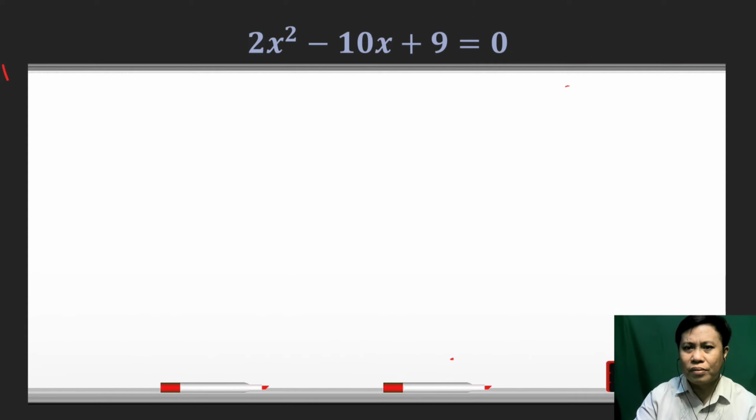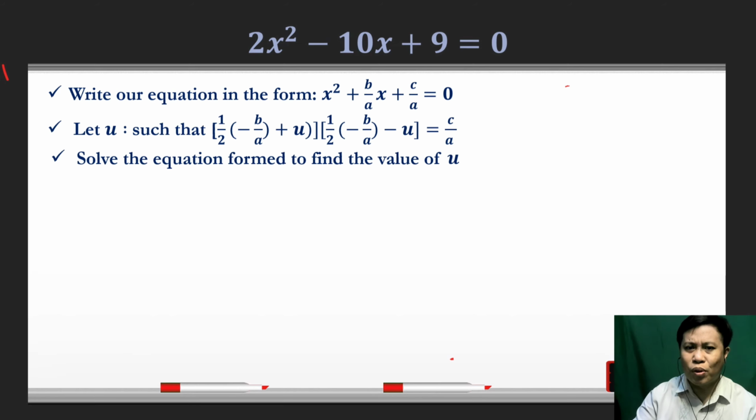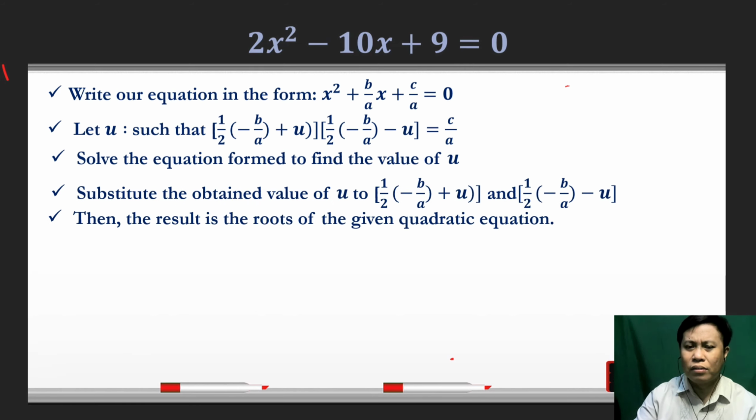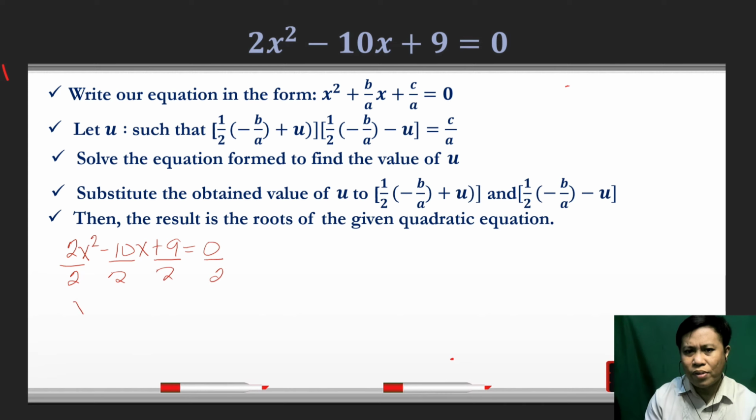Okay, so let us have an example. 2x squared minus 10x plus 9 equals 0. So we have to recall the steps that we made. Okay, first we make the coefficient of x squared be equal to 1. So kailangan i-divide natin each term sa coefficient ni x squared, which is 2. So we have now x squared minus 5x plus simply 9 over 2 equals 0.